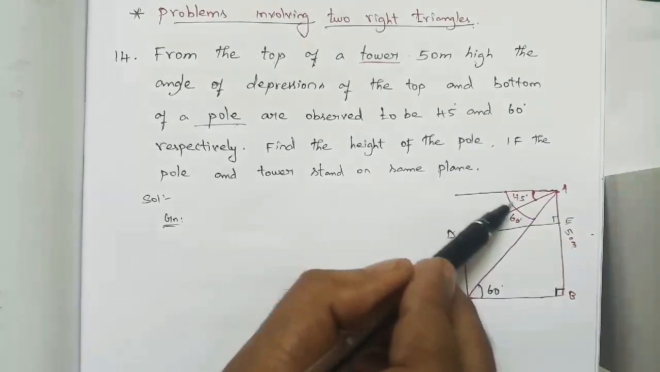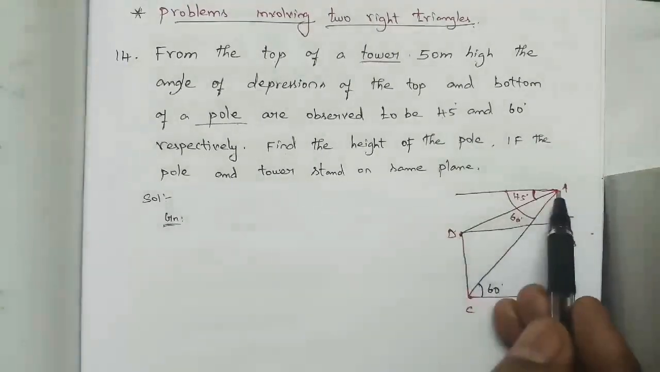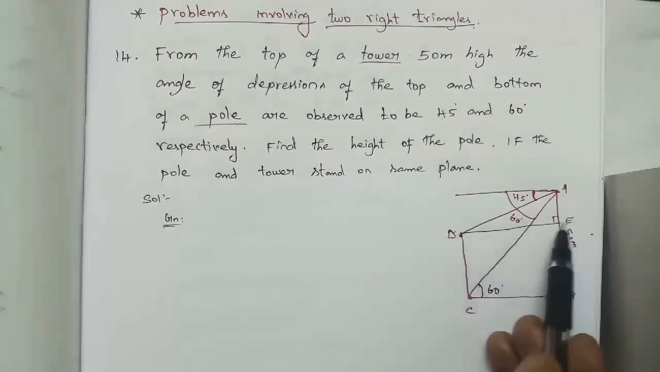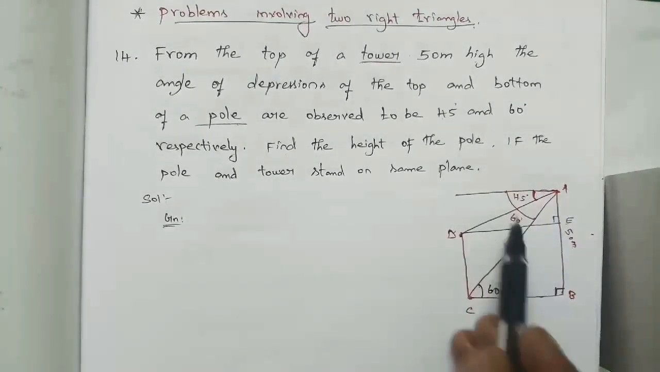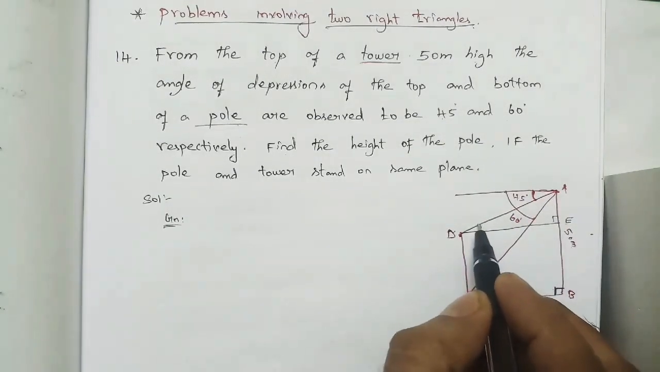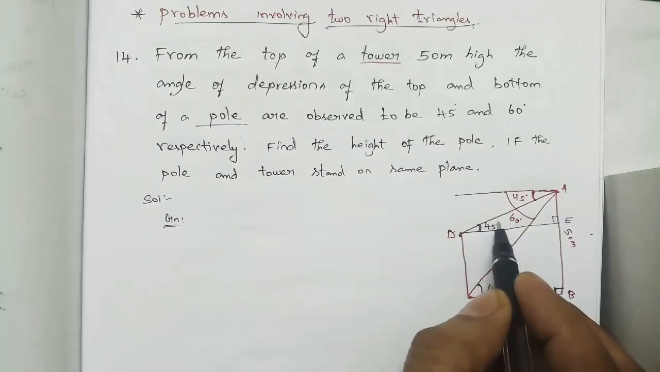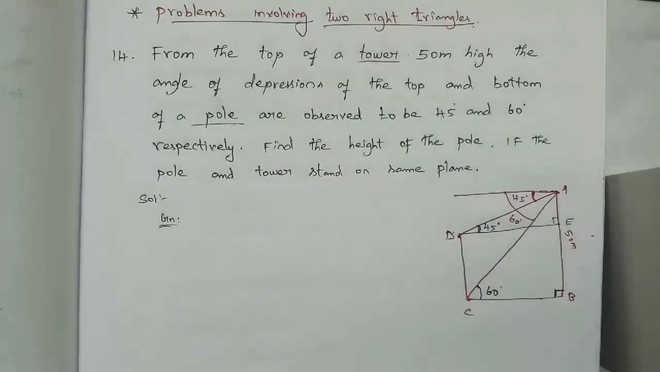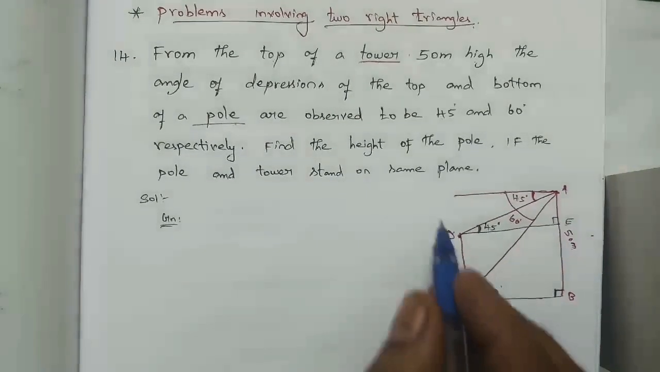See, this angle is 45 degrees and AD is a transversal, with AE and this line being parallel lines. If this angle is 45 degrees, this is also 45 degrees. Now what do we want to find? We want to find the height of the pole, that is named CD.